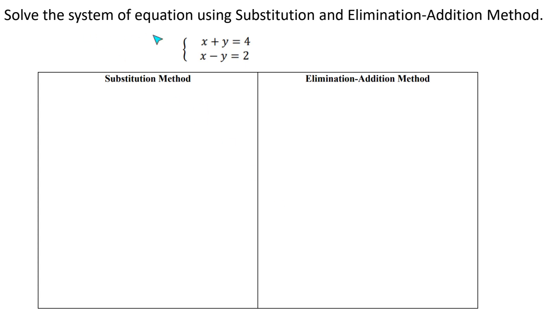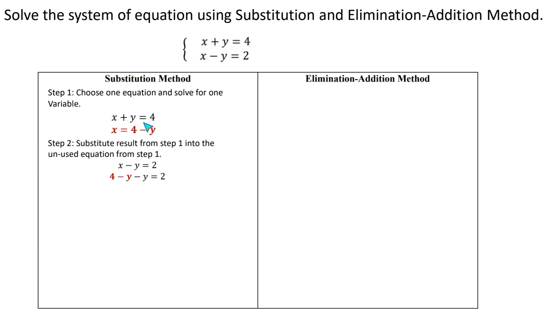So to solve the system using substitution and elimination, I'm going to do substitution first. What you want to do for substitution is pick one of the two equations and solve for a variable. Here I'm going to solve for x, so x is equal to 4 minus y. Then you want to take that information and plug it into the equation that you haven't used. I have not used x minus y equals 2. So wherever I see an x, I'm going to put 4 minus y, and then simplify. So 4 minus y minus y is the same as 4 minus 2y is equal to 2.